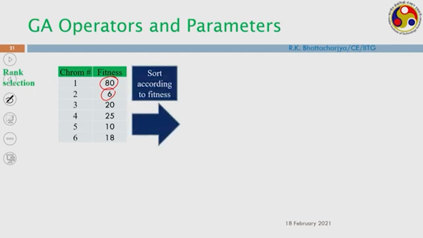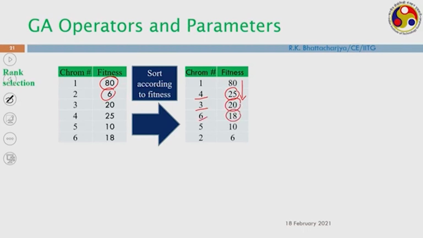So, I am sorting these solutions in descending order. The best solution is at the top, and then I sort the rest in descending order. First is the best, solution 1, then second is solution 4, which has a fitness value of 25, then solution 3 that is 20, then solution 6 with 18, then fifth that is 10, and the worst solution is 6.